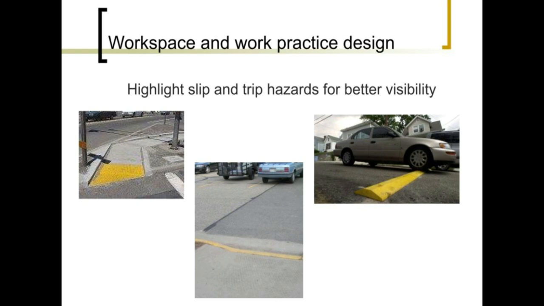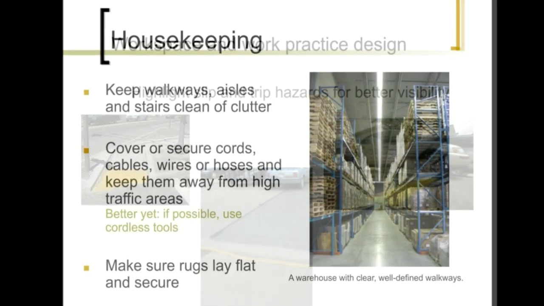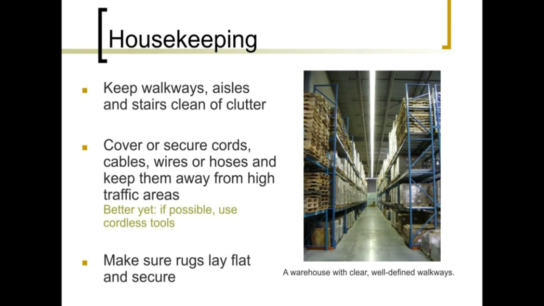Highlight slip and trip hazards for better visibility, like the speed bump, bright yellow, and this transition slope to the left and also in bright yellow. Some good housekeeping. Keep walkways, aisles, and stairs clean of clutter. Cover or secure cords, cables, wires, or hoses, and keep them away from high-traffic areas. Better yet, if possible, use cordless tools. Make sure rugs lay flat and secure.